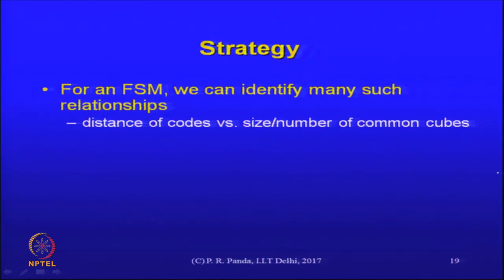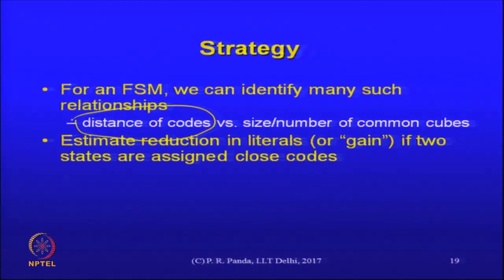And through it, quantify in some way the distance of the codes versus the size of the common cubes and the number of the common cubes that exist. This is what we have in our hands. The encoding can be made in a way that the distance is minimized, in a way that the size or the number of common cubes, the availability of those, is maximized.